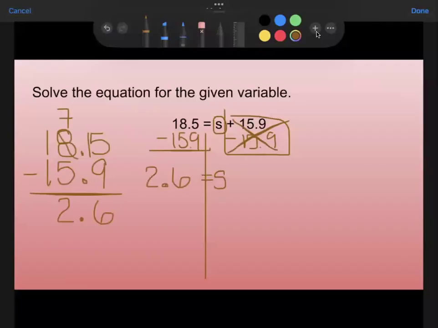Now, again, if you want to test out your solution, you could go back to the original equation, substitute in 2.6 for s, and then calculate to see if both sides are equal to each other.